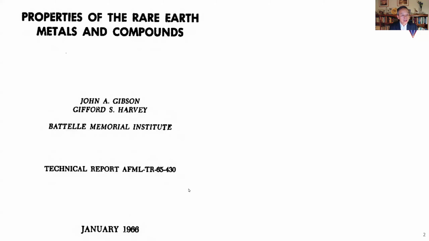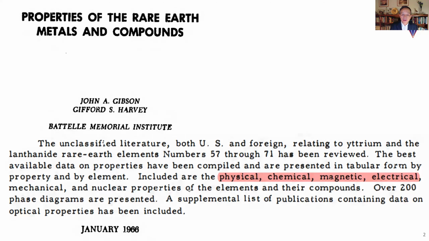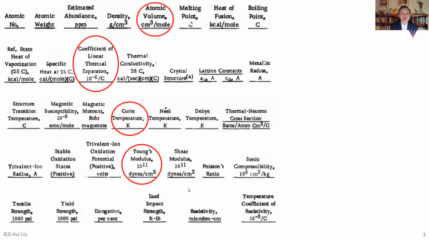In 1966, Gschneidner and Harvey published their book titled Properties of the Rare Earth Metals and Compounds. The properties included in the book are the physical, chemical, magnetic, electric, mechanical, and nuclear properties of rare earth elements and their compounds. In this book, there are many tables, including a wide range of properties. I highlighted a few of them here, such as the volume, thermal expansion, Curie temperature, and Young's modulus.